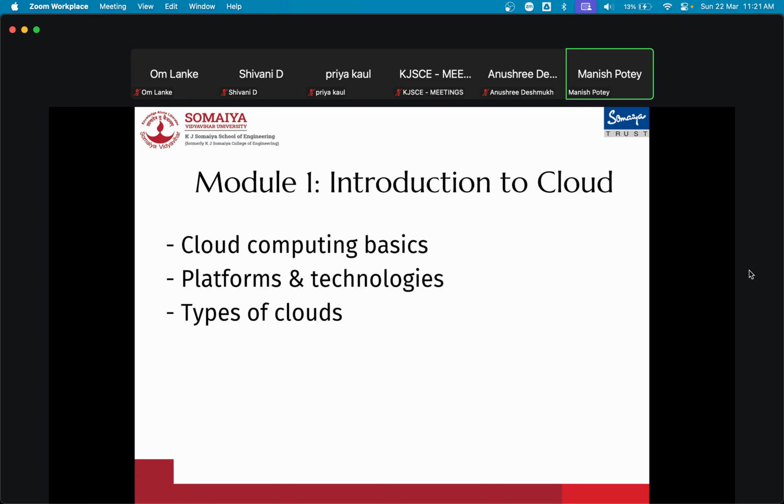Then module one is just the warm up with the cloud. I'm mentioning that even though you have not taken cloud computing as an initial course, here we will consider the cloud computing basics, cloud platforms and technologies, and different kinds of clouds that will be covered in module one.